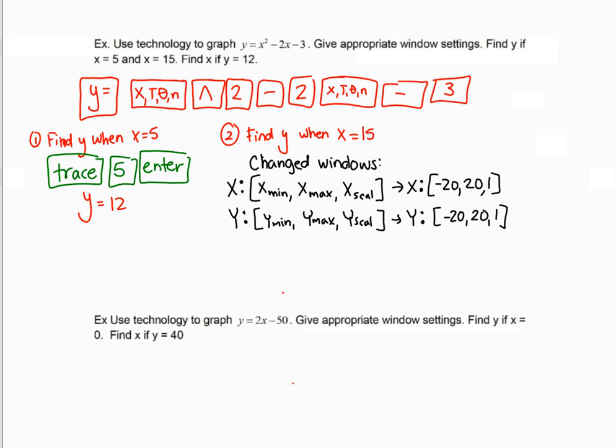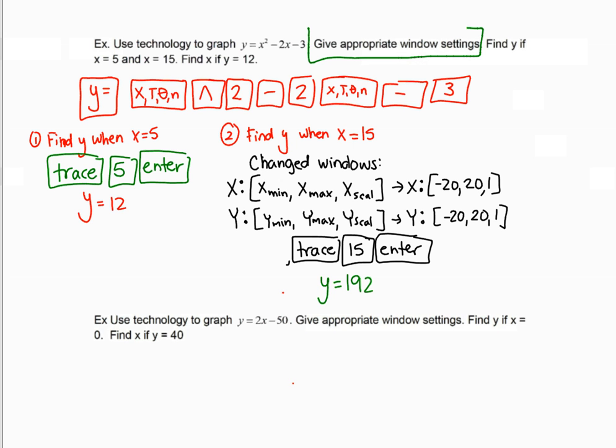So if windows are given to you for a graph, they look like this. They tell you, okay, change your windows. So this is your x min, x max, x scale. Y min, y max, y scale. Okay? And then we were able to go trace, 15, enter. Sorry, not second trace, just trace, right? Just trace. And that gave us 192. Y was equal to 192. Okay, so that's how we write the appropriate window settings.